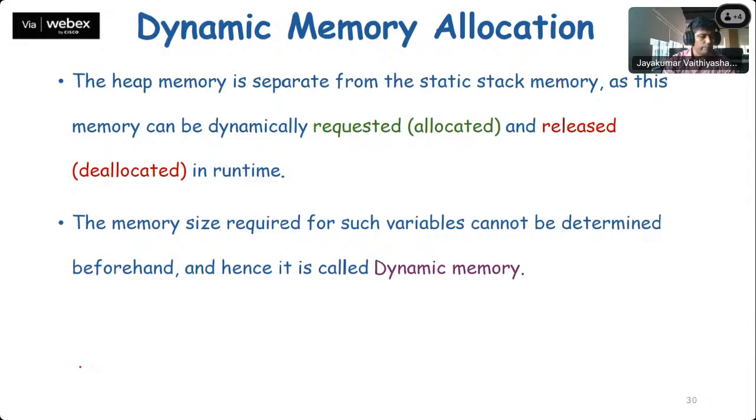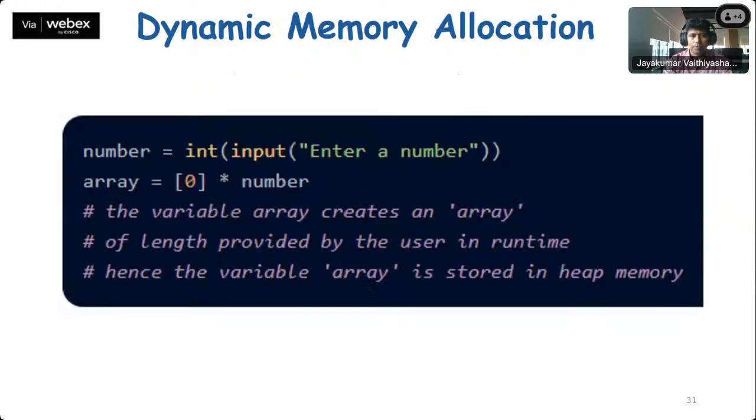So that is why the memory size required for such variables cannot be determined beforehand. Hence, we need to use dynamic memory. Most of the artificial intelligence, data science, whatever real-time applications you are doing, most of the applications require dynamic memory allocation, which can scale up and scale down, right?